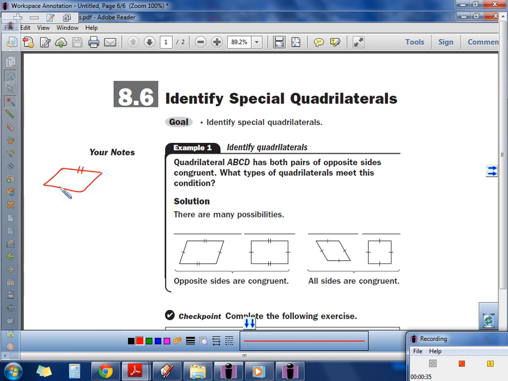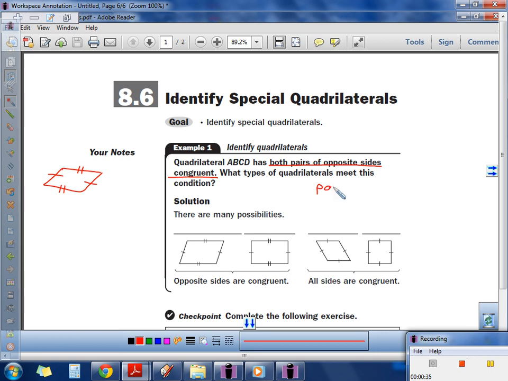Well, a lot of times we saw it like this in the beginning. Sometimes we saw it a little more like this. What's the main difference between these two figures? Okay, the angles. They kind of look like 90s. We don't know if they're 90s yet. But what types of shapes do have this property of both pairs of opposite sides congruent?